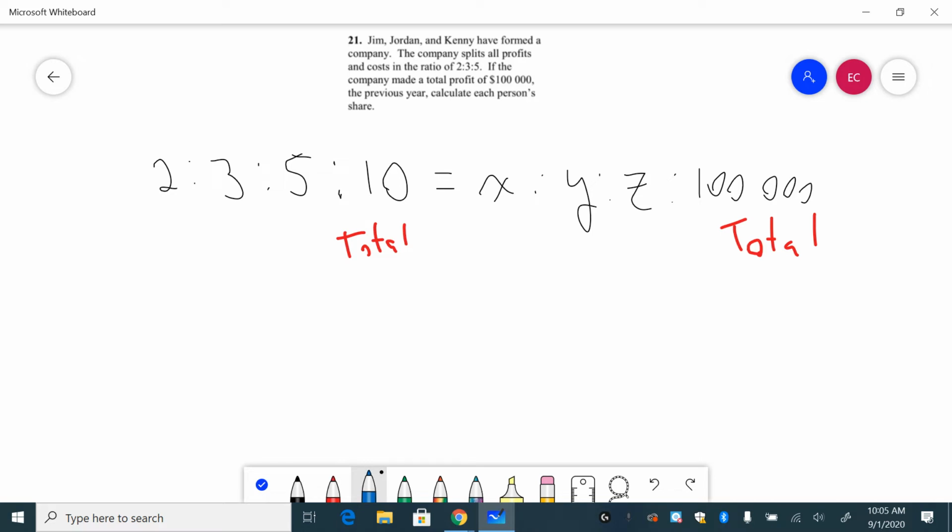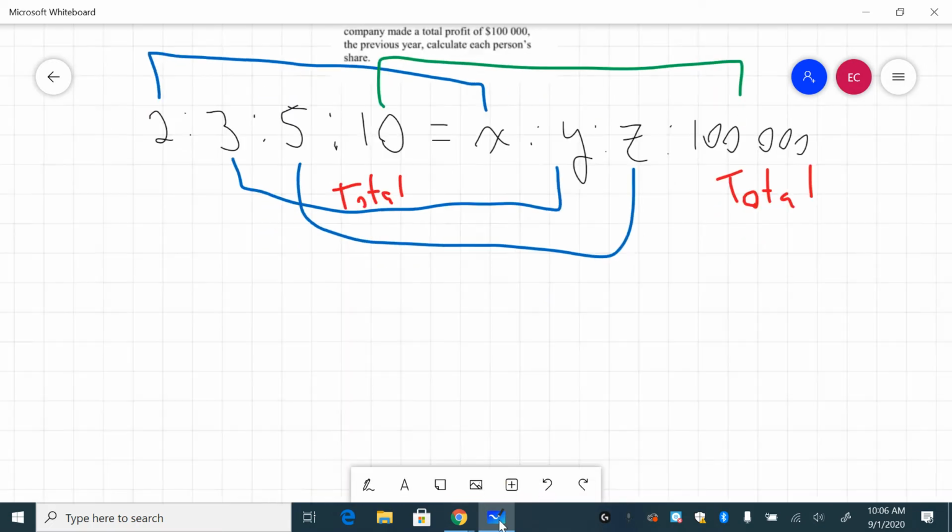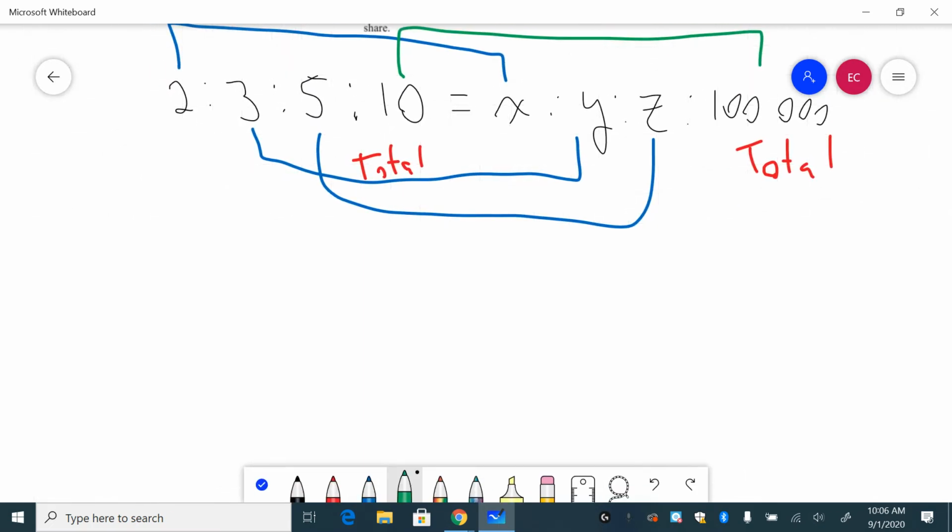Now all you're going to do is match them up, just like we've always done: first with first, second with second, third with third, and fourth with fourth. So you're going to do this question three times because you've got to solve for X, Jim, Y, Jordan, and Z for Kenny. The easiest way is actually to start doing it all at once. First with first, so 2 over X equals. Now remember, you can't use Y or Z, so you have to use the last column. So I'm going to do 10 over 100,000.